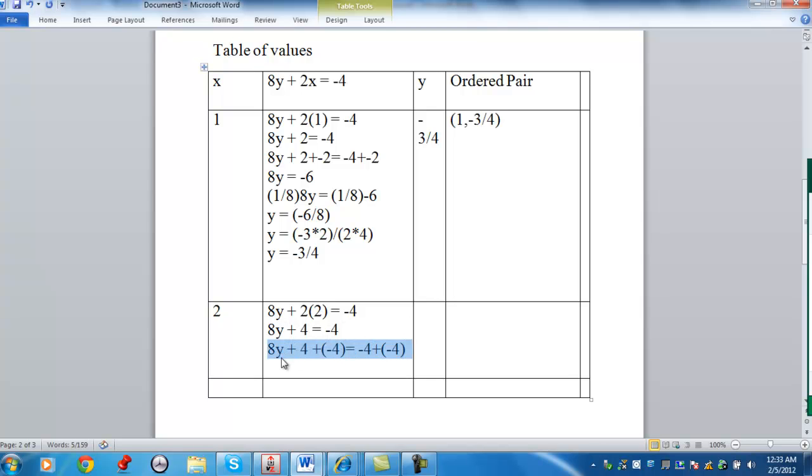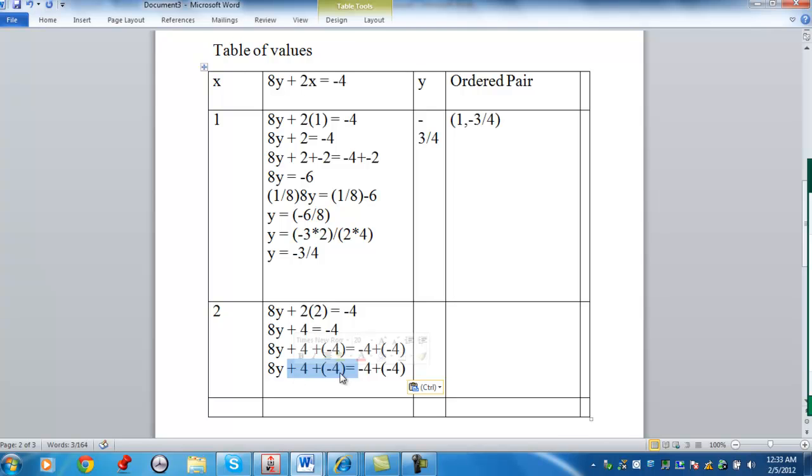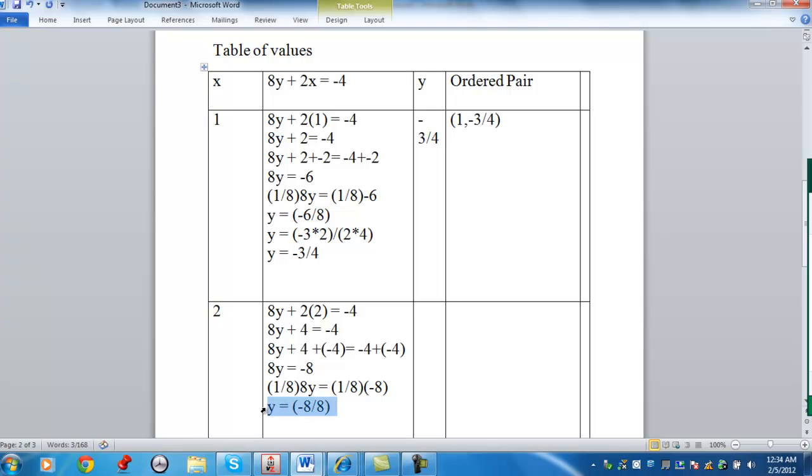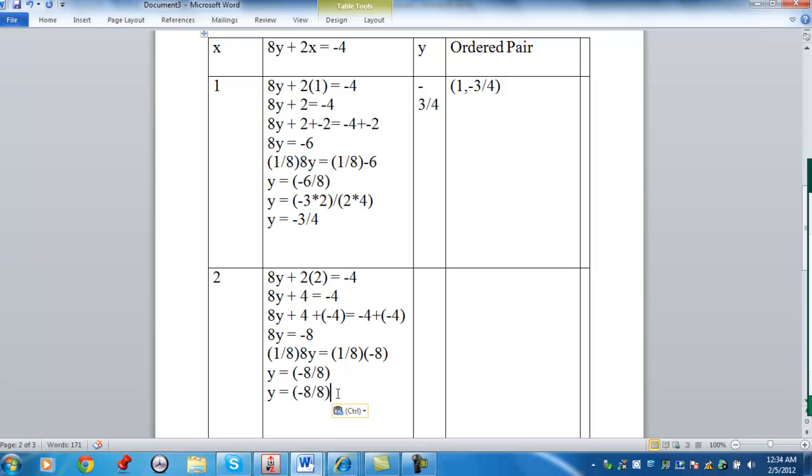And then from there, the 4's are going to cancel out. On the right hand side, negative 4 plus negative 4 is negative 8. And then what we do then is we're going to multiply both sides by 1/8. Now this is going to be an example that will work out kind of nice, because the 8's are going to cancel out on the left hand side. And then you're going to multiply 1/8 times negative 8, which is negative 8 over 8. And when you simplify this, this will equal negative 1.